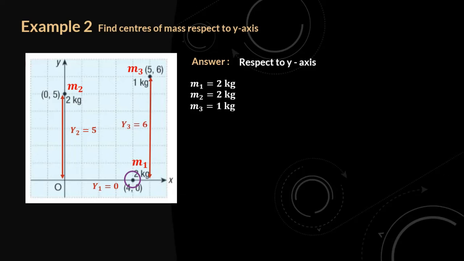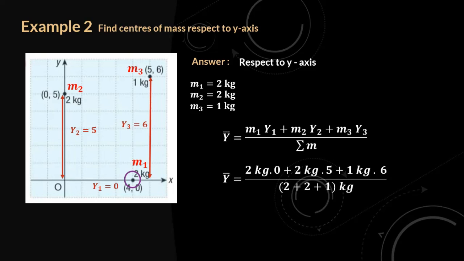Okay, now it's time to write the formula. Y bar equals M1Y1 plus M2Y2 plus M3Y3 divided by sigma of mass. Okay, by inserting the data from the diagram, we found that Y bar equals 2 kilogram times 0 unit plus 2 kilogram times 5 unit, and last is 1 kilogram times 6 unit, divided by 2 plus 2 plus 1 kilogram, or total mass. Finally, we found that the center of mass with respect to y-axis is 16 divided by 5 units. Is it easy for you, everyone? Of course. The center of mass with respect to y-axis is 16 over 5 units.